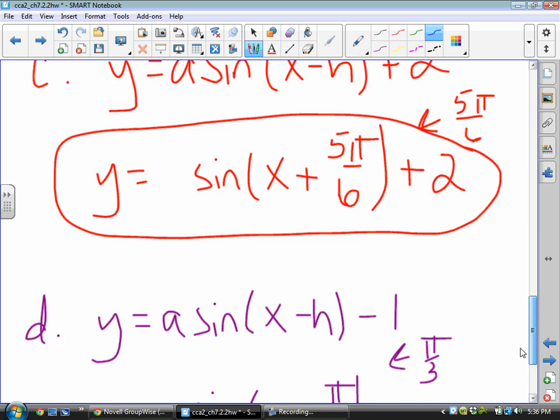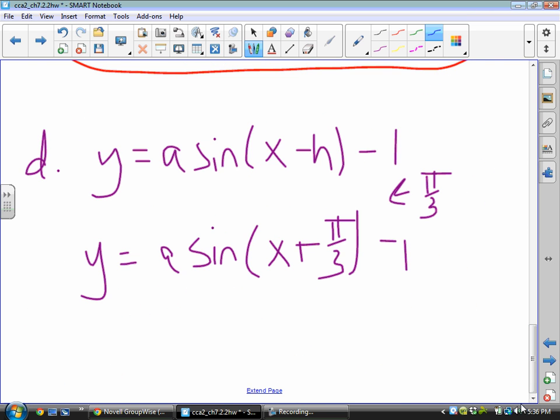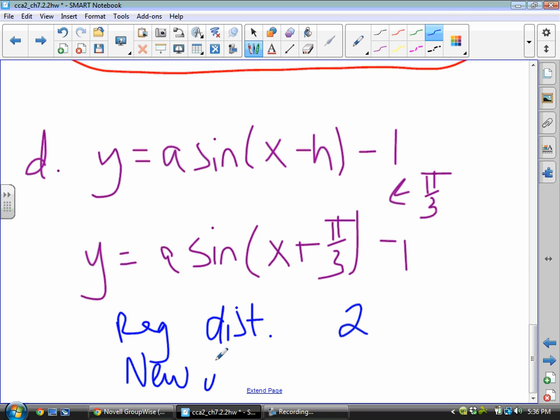So the way that I told you about it was my regular amplitude, or my regular distance between them, is 2. My new distance here is 6. So what do you do to 2? 2 times what? Well, 2 times 3. So 3 is my amplitude, except it's going to be negative because I'm reversing the direction.